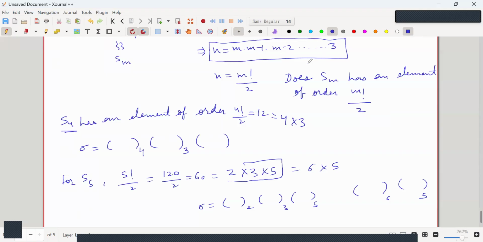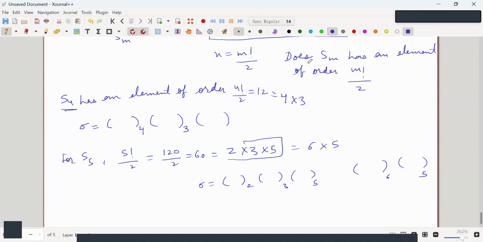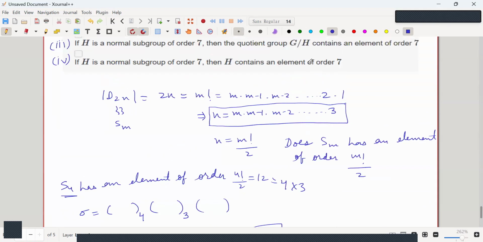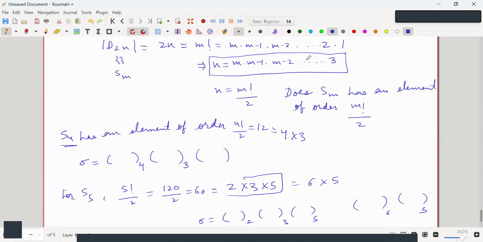So similarly, you will see that in S_m, you cannot have an element of order m factorial by 2 except when m is 3. Although I have not verified it on my own, I believe that they intersect only at order 6. Here you get D6 and here you get S3. You should check it on your own. I believe these are two different non-abelian families of groups which have only one member in common, that is S3, which is the same as D6.